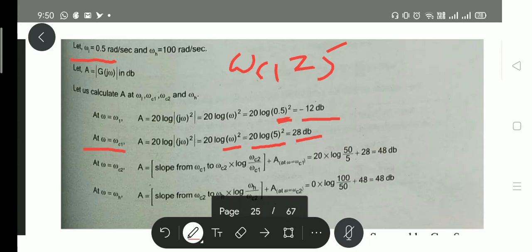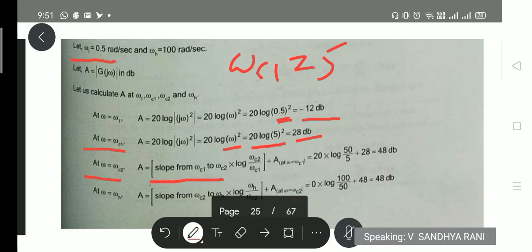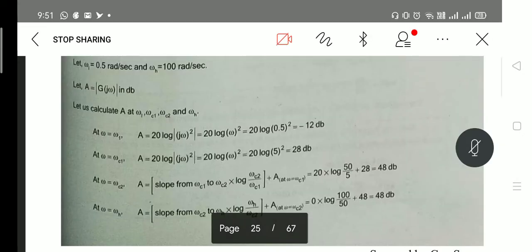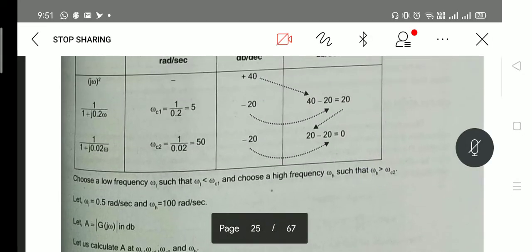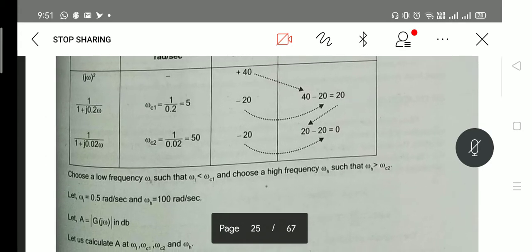Next step: the first two steps you can do like this. From the third step onwards, we change the magnitude formula. So at omega equal to omega C2, the formula of magnitude is the slope from omega C1 to omega C2 into log of omega C2 by omega C1. Here the slope from omega C1 to omega C2 is 20.